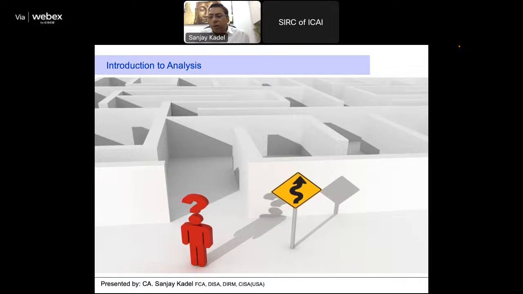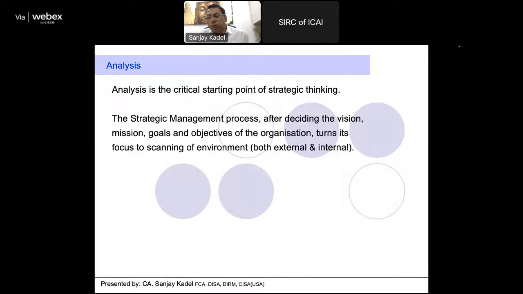So before starting, you have to understand one thing, that you have to start by doing some analysis. Why analysis? Because analysis is the most critical starting point of any strategic thinking. See, if you don't collect a lot of information, if you don't gather a lot of data, if you don't analyze the situation in which your industry is there, if you don't analyze the economic environment in which your company exists, then that means you are playing in the dark. That should not happen. So even before crafting any strategy, you will have to do solid analysis.